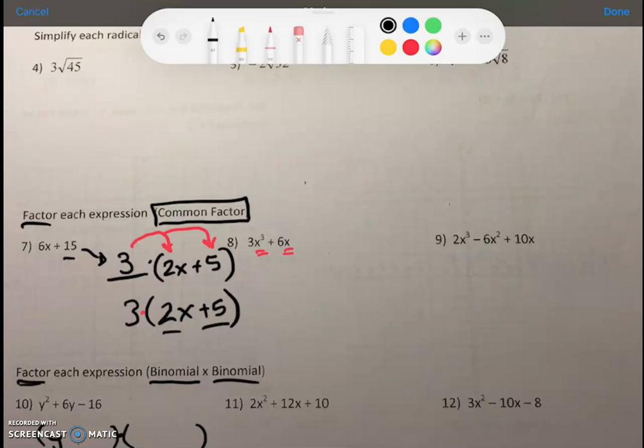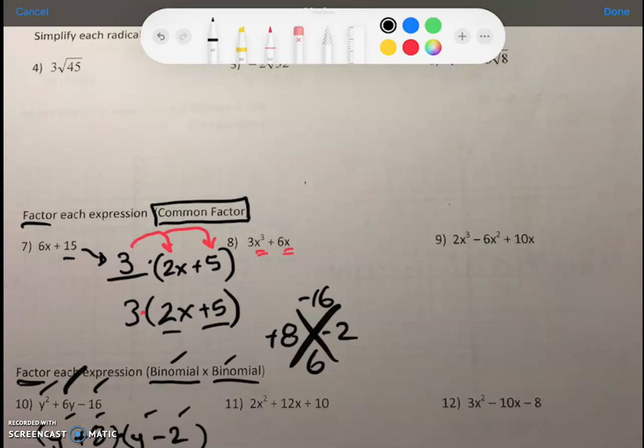This would be y and y, which would give me y squared. And this is the one where you go, okay, well, what 2 numbers multiply to negative 16, and the same 2 numbers add up to 6. And so you play around, well, what 2 numbers multiply to 16? Well, there's 8 and 2. One has to be positive, one has to be negative, and they both have to add up to positive 6, and those are the ones that work. So positive 8 minus 2. And this is a binomial times a binomial, and that's another version of factoring.